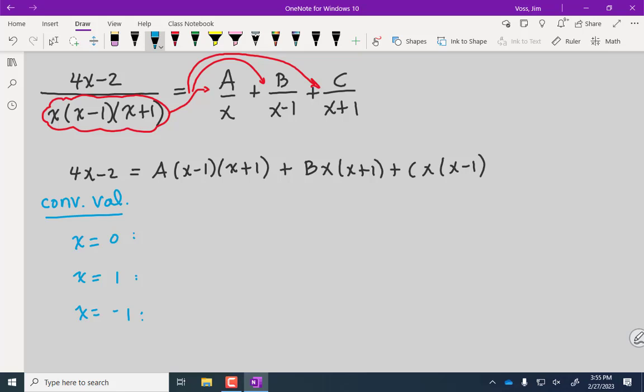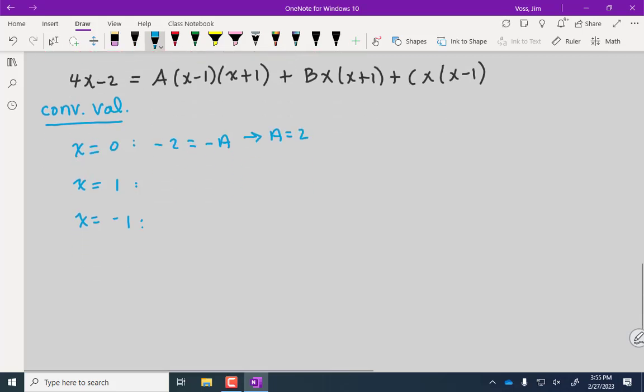Plug in 0 here, we get negative 2 on the left. Plug in 0 on the right. Notice that this is going to be gone and this is going to be gone. When you plug in 0, those are gone. Here, plug in 0, we get negative a. So a is 2. Plug in 1 across the board. So 1 on the left gives a 4 minus 2. 1 on the right, gone. Gone. The only one that's not gone is this one when we plug in 1. So we're going to get 2b.